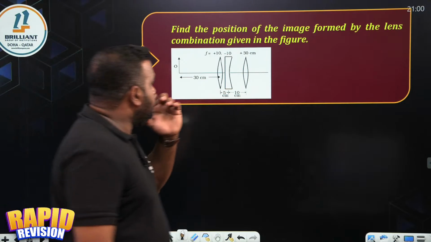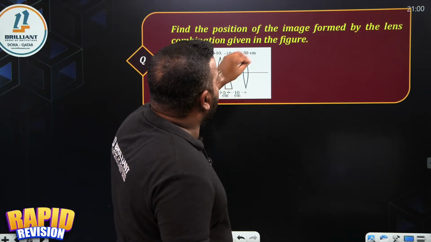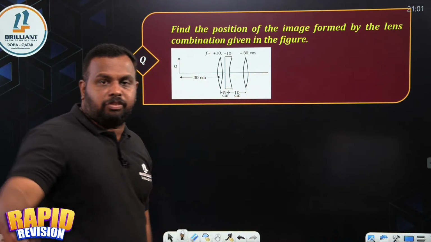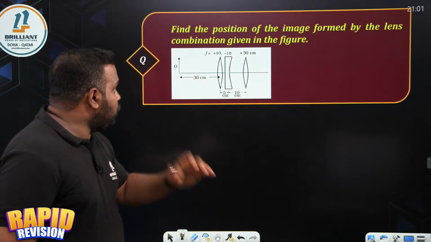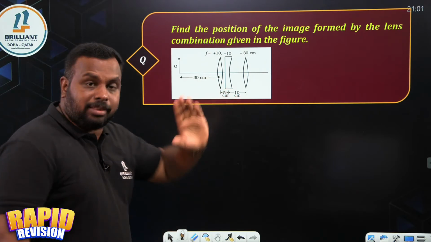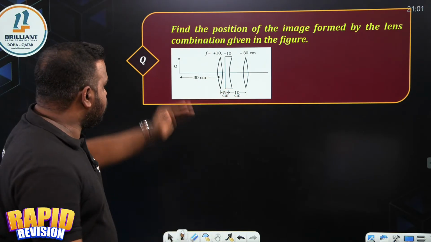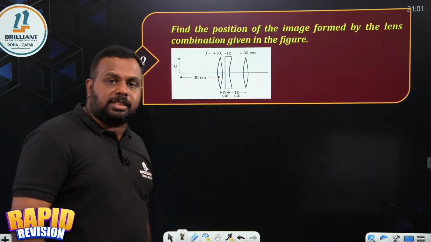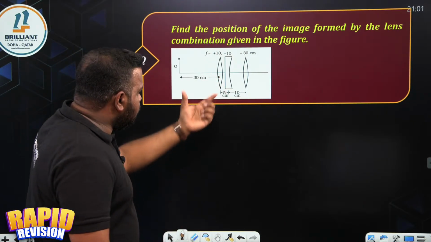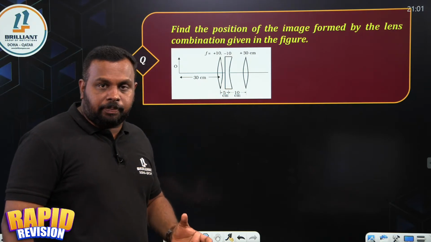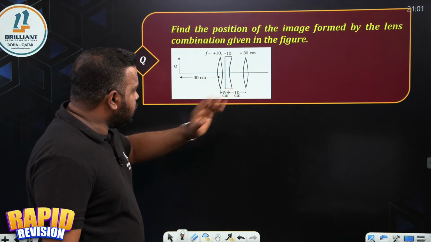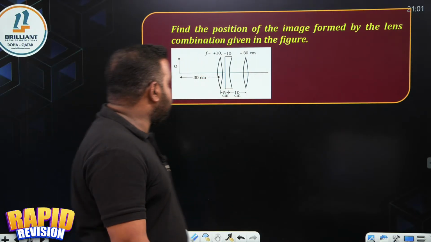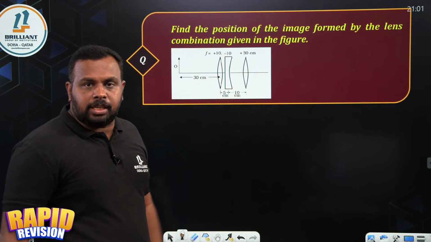Question. Find the position of the image formed by the lens combination given in the figure. I'll just give you the idea. What you can see, there are three lenses. The first one is a convex lens, then there is a plano concave lens, and finally there is again a convex lens. The separation between the lenses is given. The first lens and second lens are separated by a distance of 5 cm. Second and third are separated by 10 cm. Focal lengths of all the lenses are given.